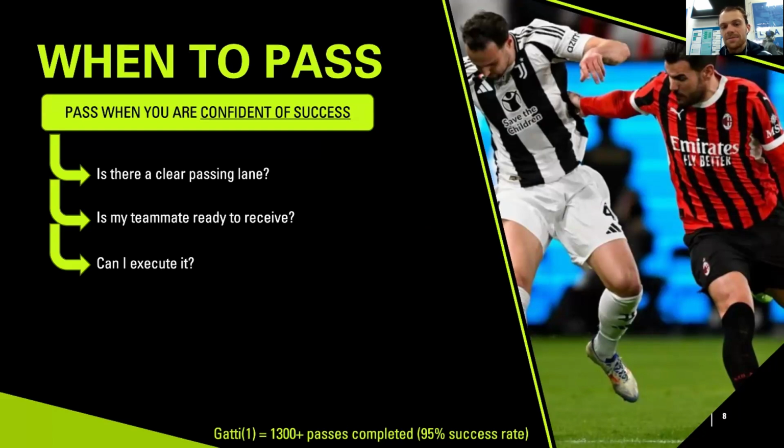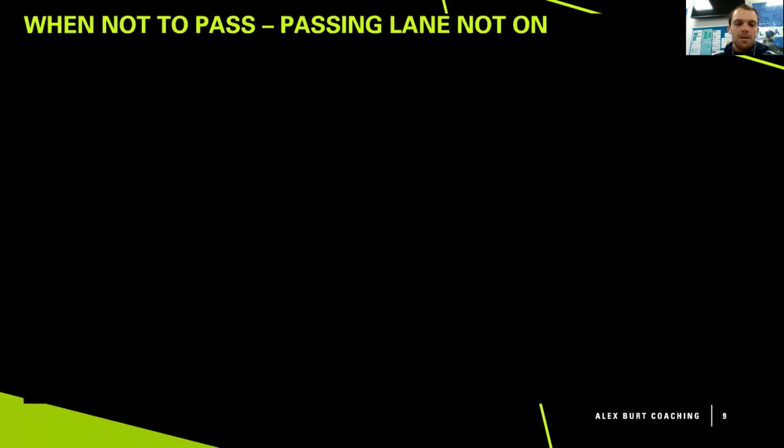And we're going to look at Gatti, the Juventus centre back who ranks as the highest performing successful passer of the ball. He's completed over 1,300 passes this season with a 95% success rate. Before we do that, let's take a look at some examples of when you choose not to pass the ball.